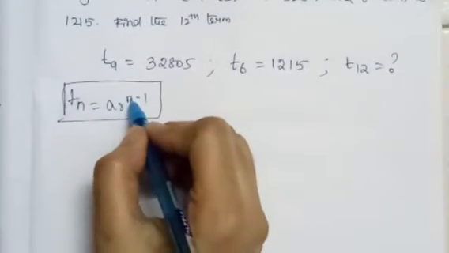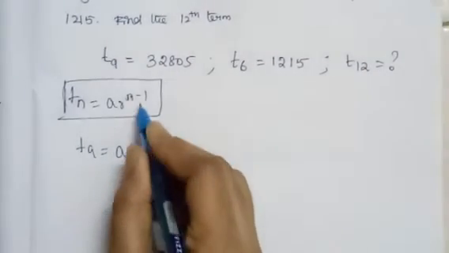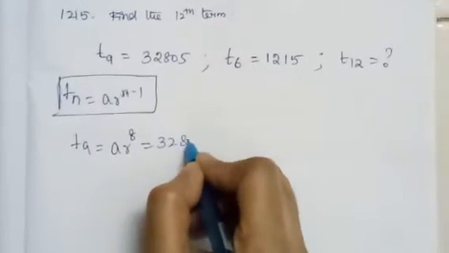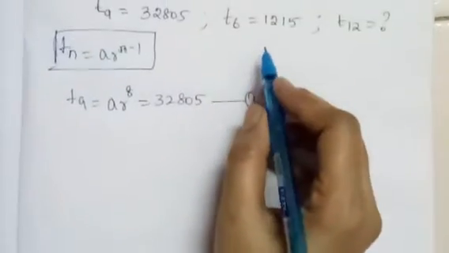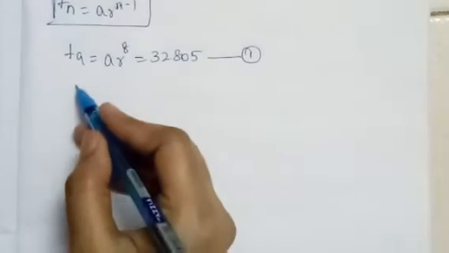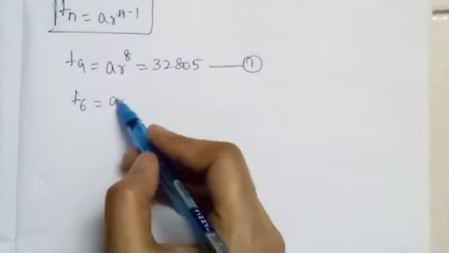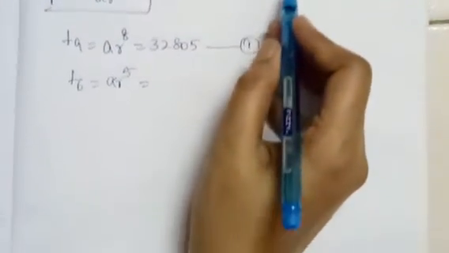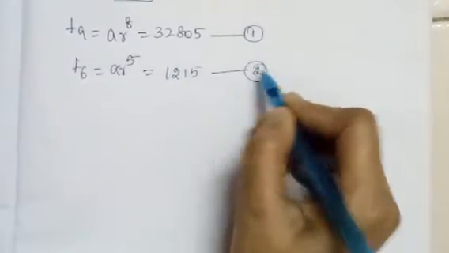So here n value is 9. So we can write T9 is equal to AR power 9 minus 1, which is 8, is equal to 32,805. So write it as equation 1. Next, T6 is equal to 1215. So write T6 is equal to AR power, n value is 6 now, 6 minus 1 becomes 5. So AR power 5 is equal to 1215. Write it as equation 2.